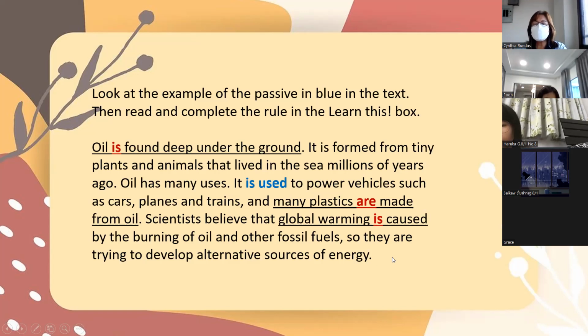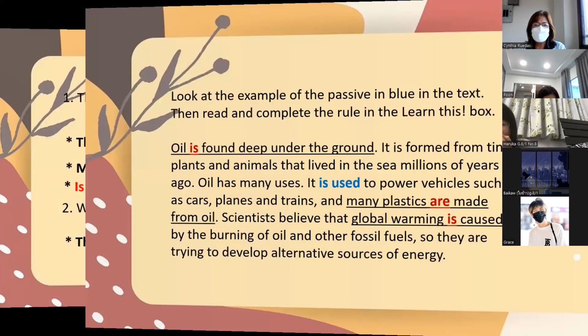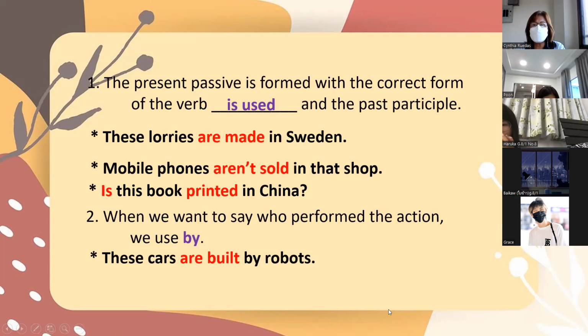Okay, Grace, what is the present simple of caused? Grace, are you there? Cause, without D. Okay, very good. So we continue. In here, please write is used. The present passive is formed with the correct form of the verb to be and the past participle. So the form of the verb to be is, and the past participle is used, okay? So we have here three example sentences. Poon, will you please read number one? Poon.